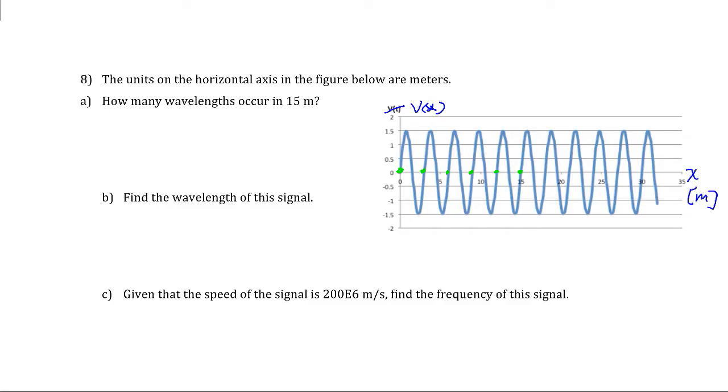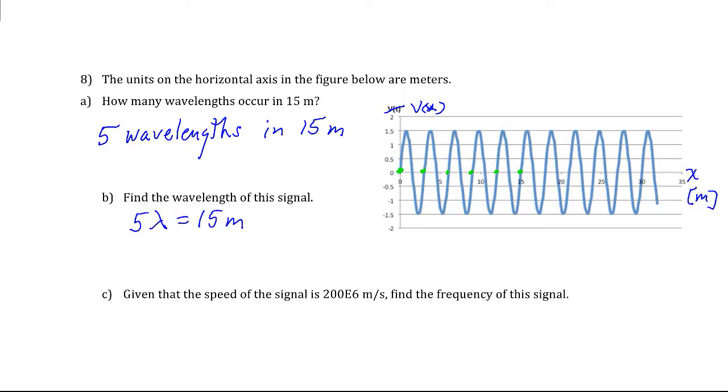And so I can write that 5 wavelengths in 15 meters. Okay? And now part B says find the wavelength of the signal. Well, if there are 5 wavelengths in 15 meters, then 5 times the wavelength is equal to 15 meters. And so the wavelength is 15 over 5, or 3 meters.